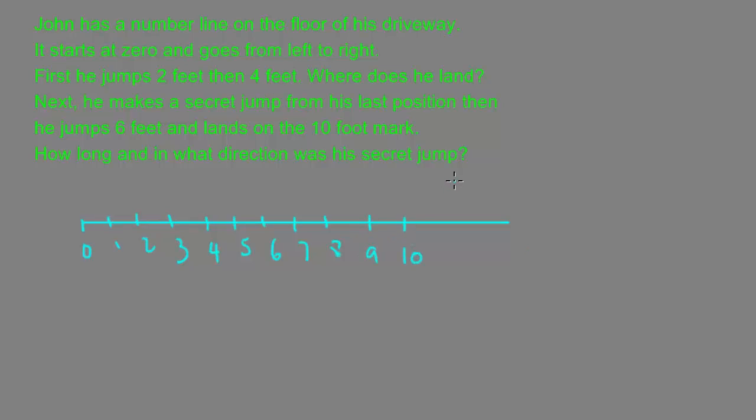Let us represent the first 2 jumps on this number line. First, he's starting at 0. He goes 2 feet. 1, 2. So it ends at 2. That means 0 plus 2 equals 2. Then from 2, he jumps 4 more feet. So he goes 1, 2, 3, 4, and lands at 6. So that means 2 plus 4 equals 6.